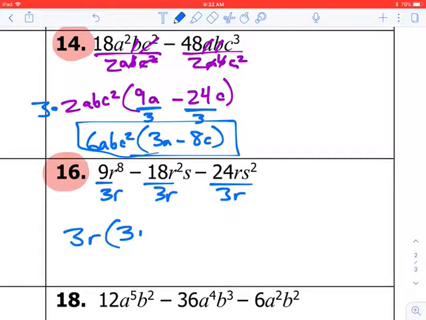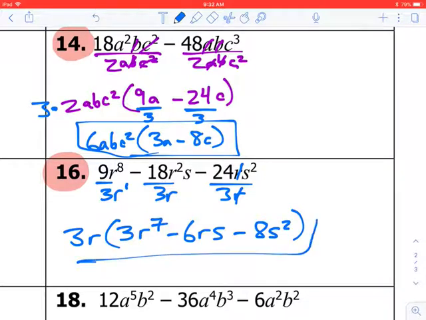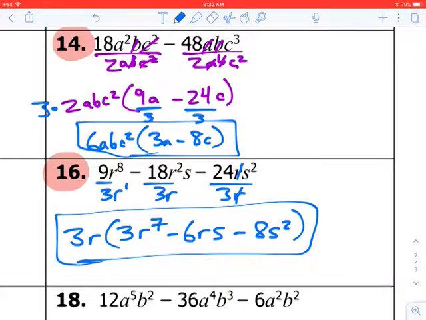R to the 8 minus 1 is 7. Minus 18 divided by 3 is 6. R left over, S left over. And then 24 divided by 3 is 8. R cancels, but I have S squared left over. And there we go. Double check your numbers. They all cannot divide by something, so there's my answer.